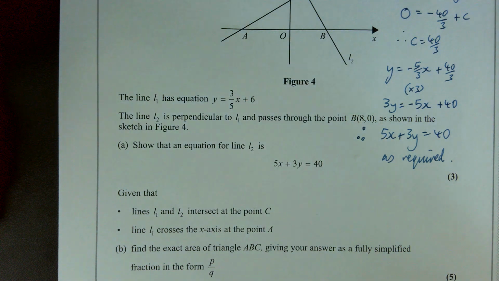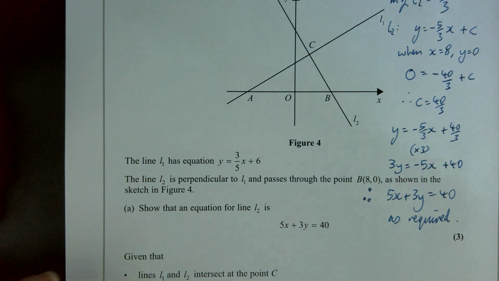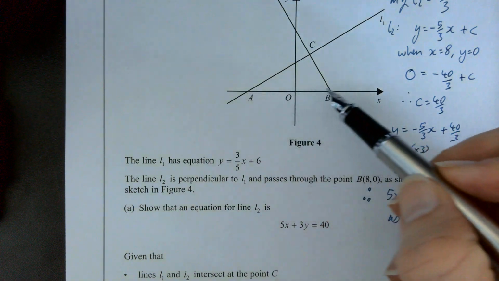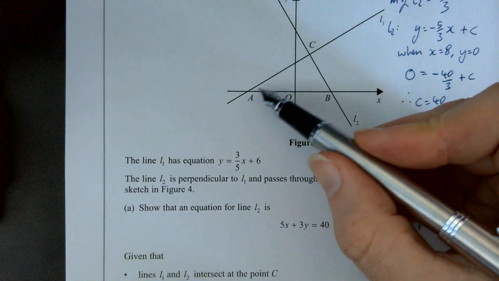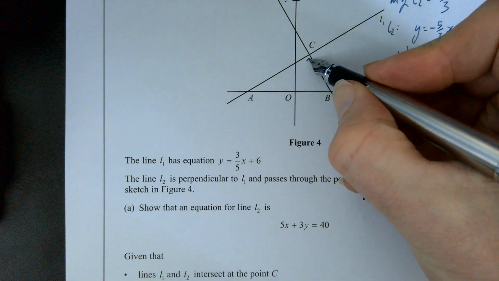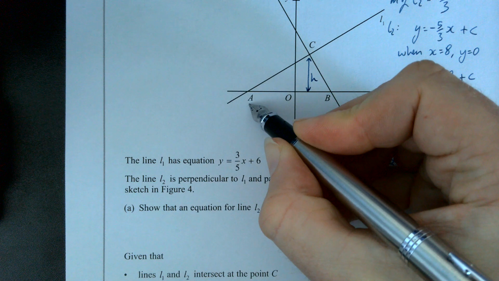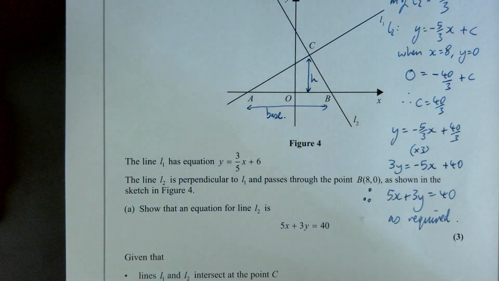Okay, then moving on to part B. So we know the lines intersect at point C, and we've got line 1 crossing at point A. It's always a good idea to have a look at the triangle you're looking at and work out what's going to be the easiest way to work it out. Now, whenever it's on a graph, you want half base times height, don't you? So it is possible to do it by finding these lengths, which you could do using a bit of Pythagoras. But if that's the height and that's the base, we're going to have a half of that height times that base.